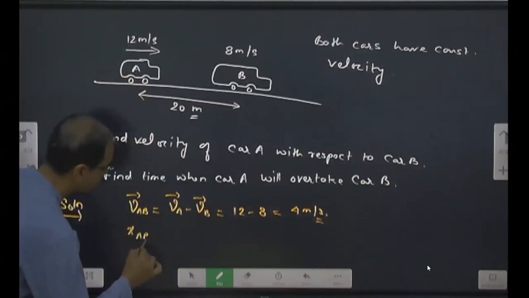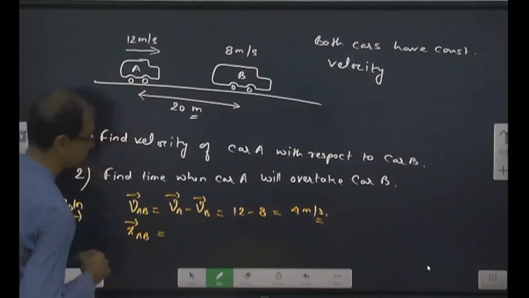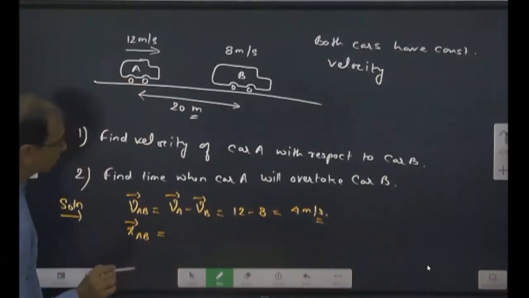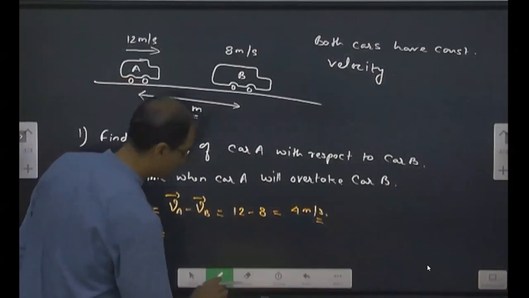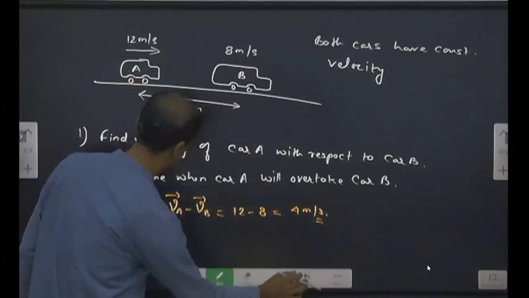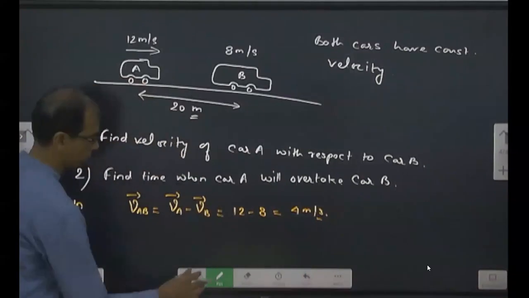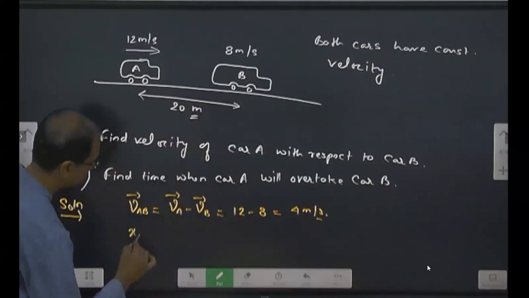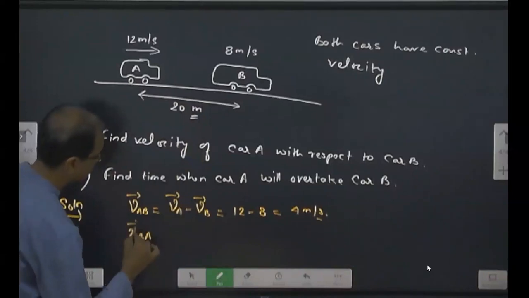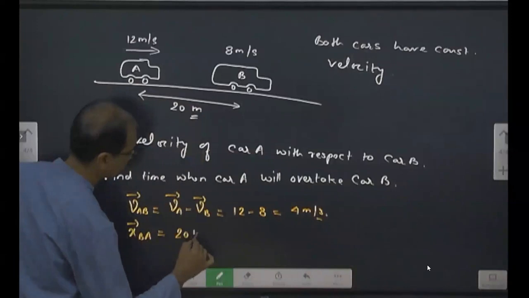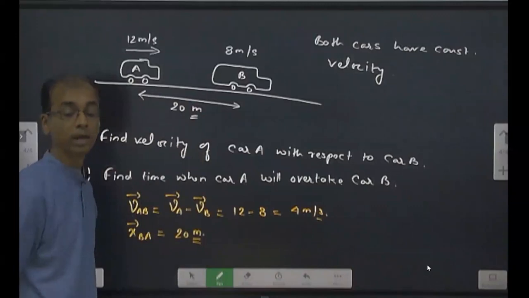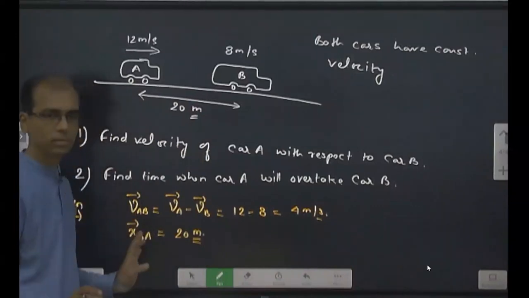Position of B with respect to A. Sorry, position of B with respect to A, yes. Position of B with respect to A is 20 meters. B is 20 meters ahead of A. That's it. Work is over.